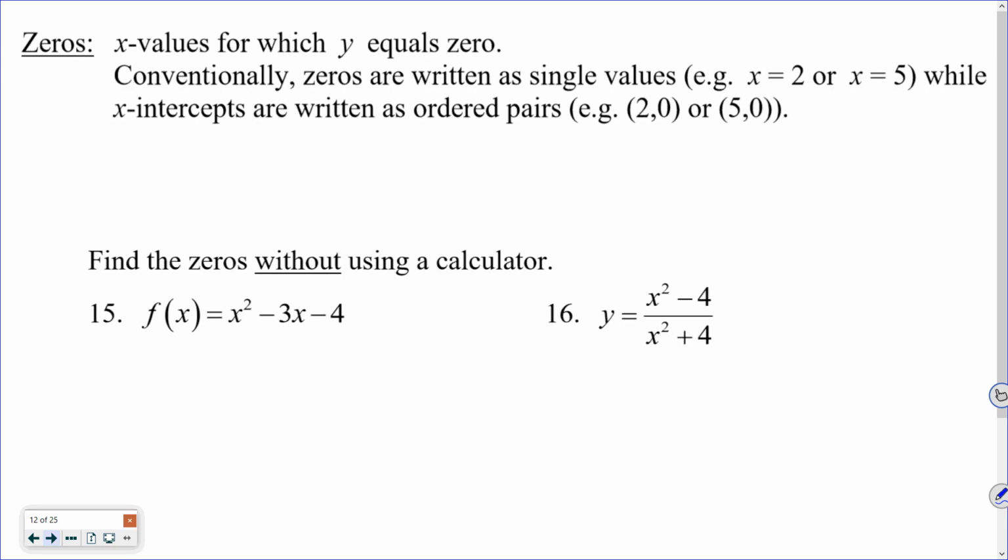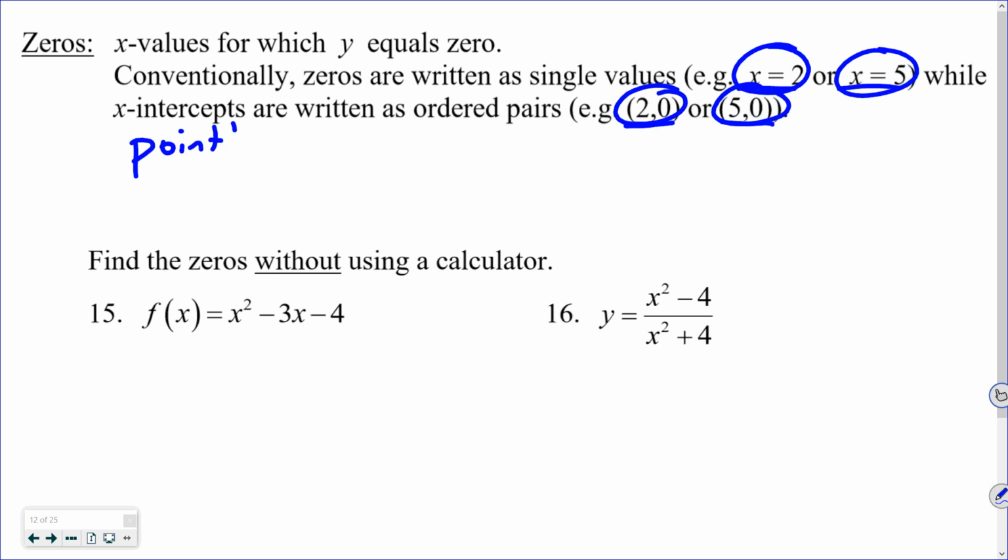Zeros. The zeros of a function are what you plug in for x to make y equal 0. When we write zeros, we write them as just x equals 2 or x equals 5. Now it turns out that those zeros also form the x-intercepts. When you write an x-intercept, you write it as a point, the point 2, 0, the point 5, 0. So just know, we find these things the same way. If it has a zero of x equals 2, it has an x-intercept of 2, 0. But the x-intercept is a point, if you want to write that down below. The x-intercept is a point, right? So if the zero is 5, the x-intercept is 5, 0.